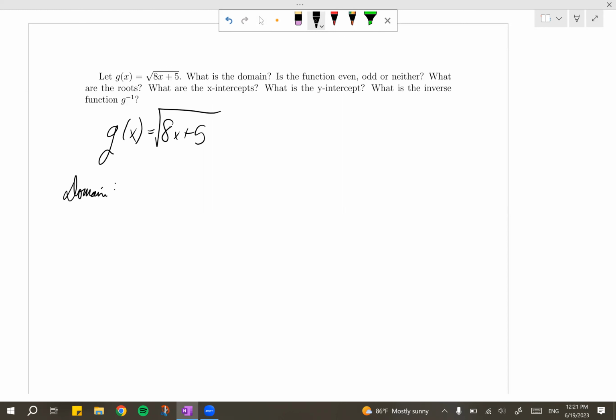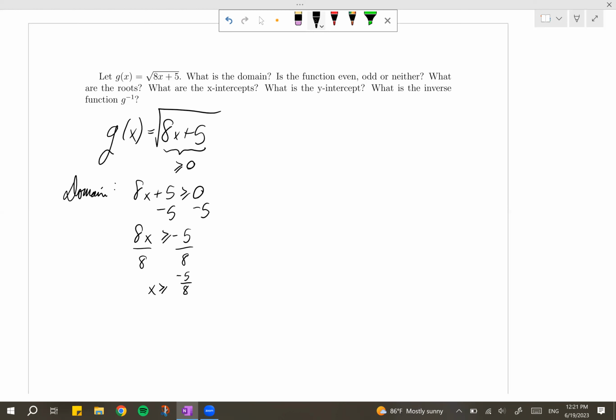When we're dealing with square roots, we want the stuff on the inside to be greater than or equal to 0. So 8x plus 5 greater than or equal to 0. I'm going to subtract 5 from both sides, and we get 8x greater than or equal to -5. I'm going to divide by 8, and I get x is greater than or equal to -5/8.